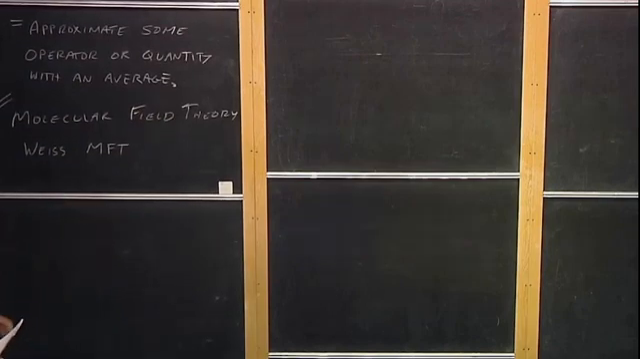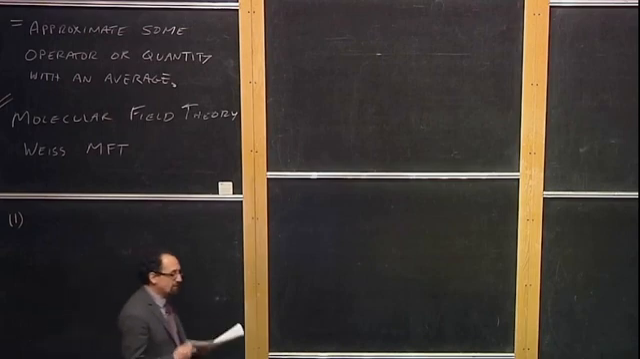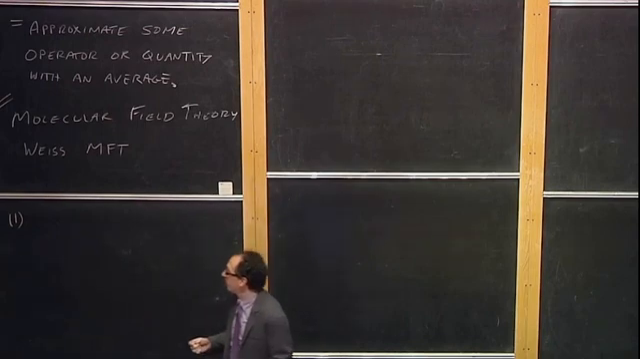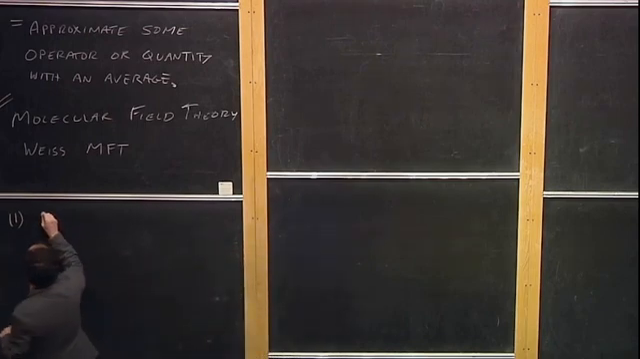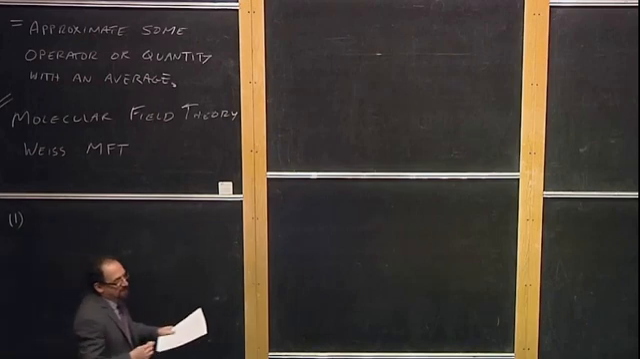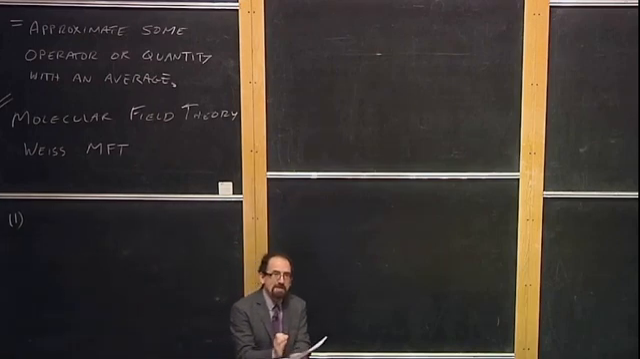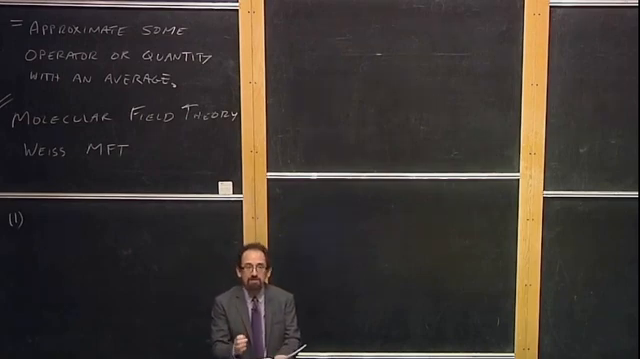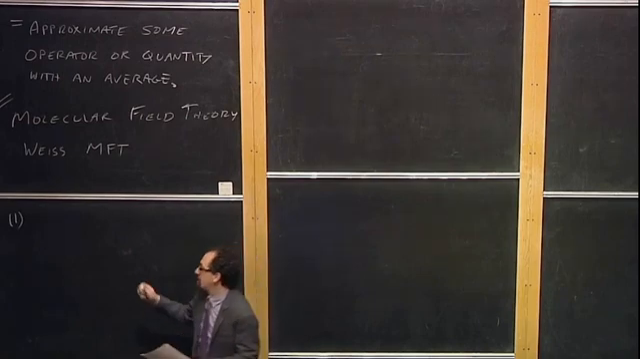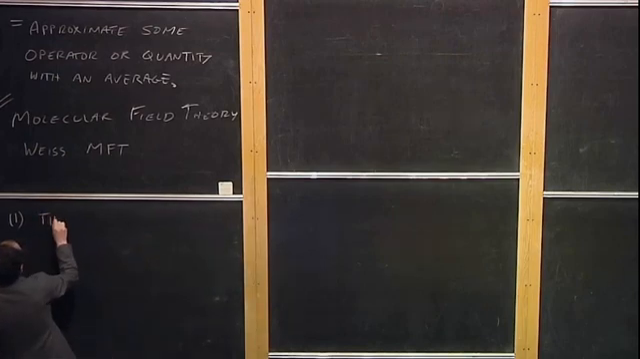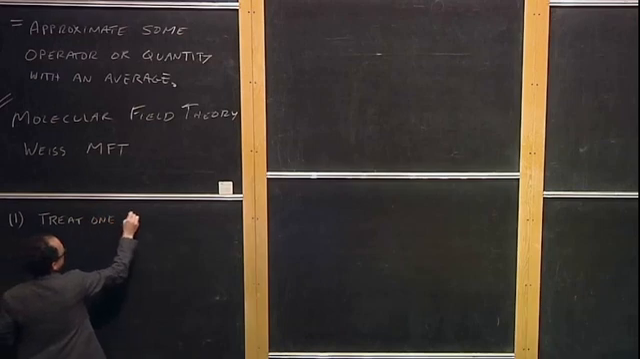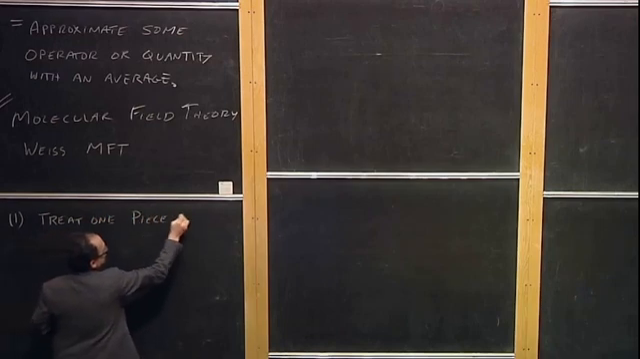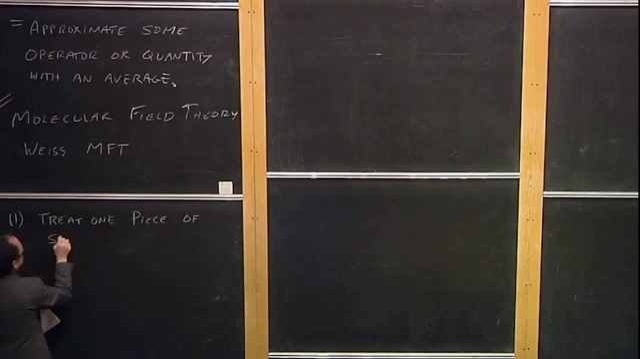The idea of molecular field theory has basically two very simple steps that you can always follow. Step one is that you should treat one piece of the system exactly. You isolate one little piece of the system. It might be a single unit cell, or it might be just a single site, and you're going to treat that exactly. So treat one piece of the system exactly.